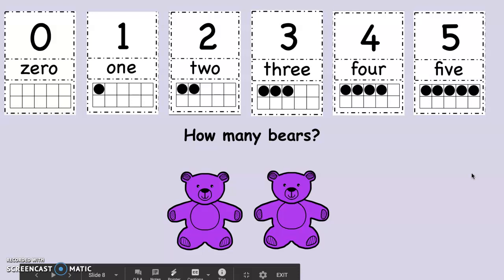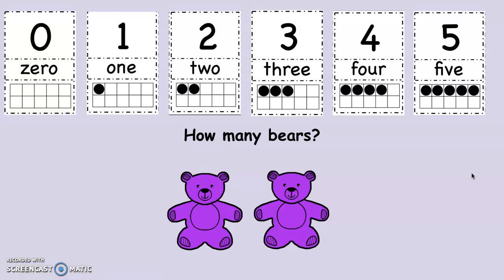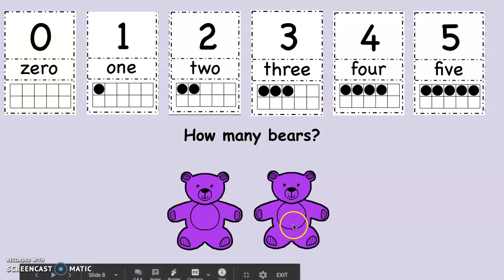Let's try another one. How many bears are in the group? I'm going to let you try. All right, let's try it. 1, 2. How many bears do you have in a group? 2 purple bears in the group. Awesome. Okay, so let's try one more thing.